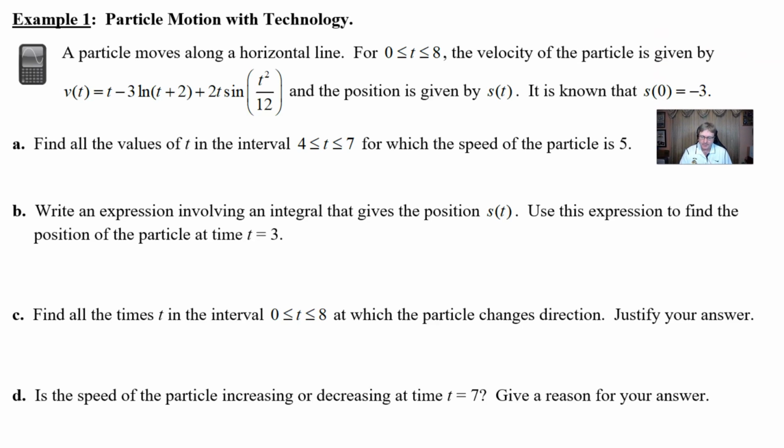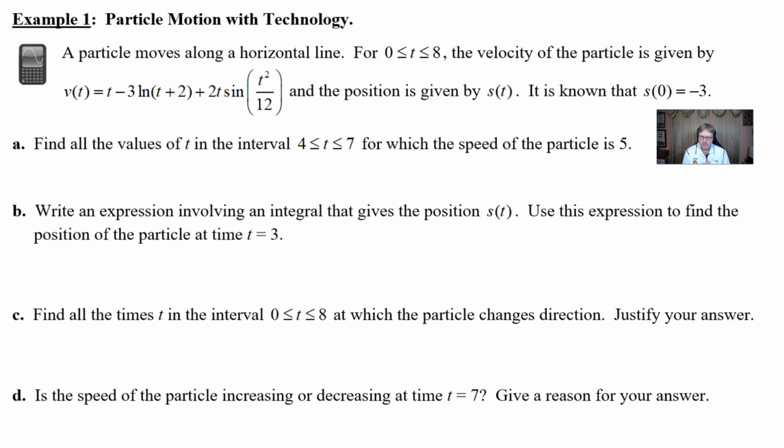It says we've got a particle that's moving along a horizontal line. For time 0 to 8, the velocity of the particle is given by v of t equals (t minus 3) ln(t plus 2) plus 2t times the sine of t squared over 12. And the position is going to be given by s of t. It's known that s of 0 is negative 3. From this information, we can ask a whole slew of questions, and I'm just going to take them one at a time.